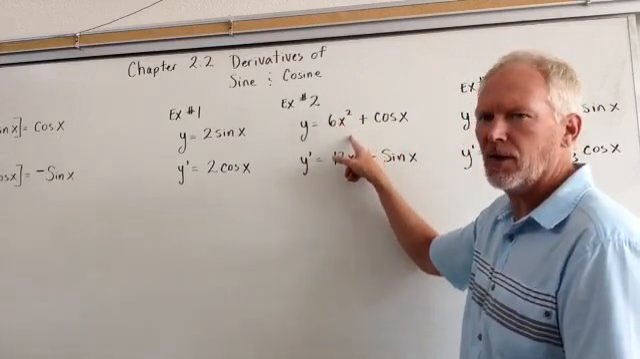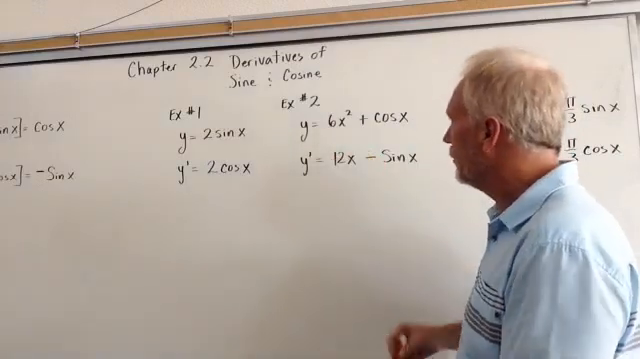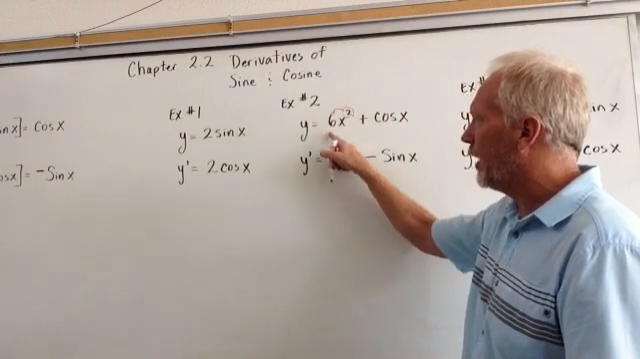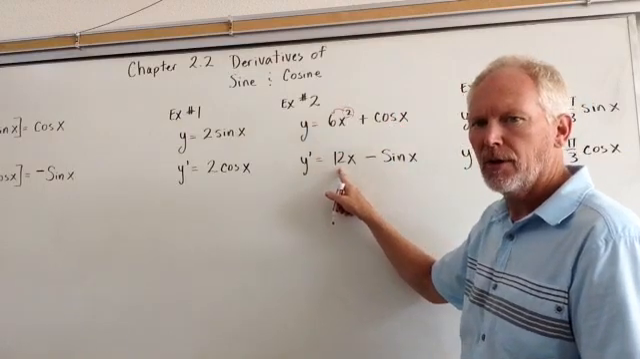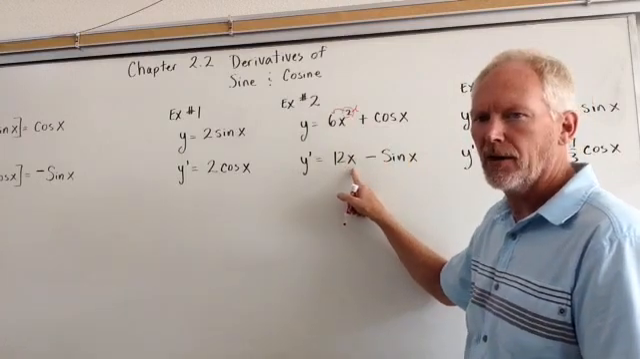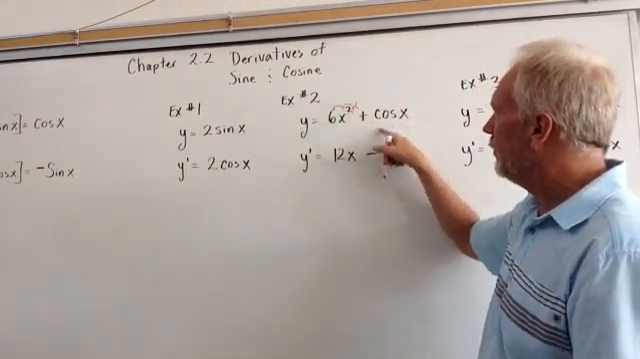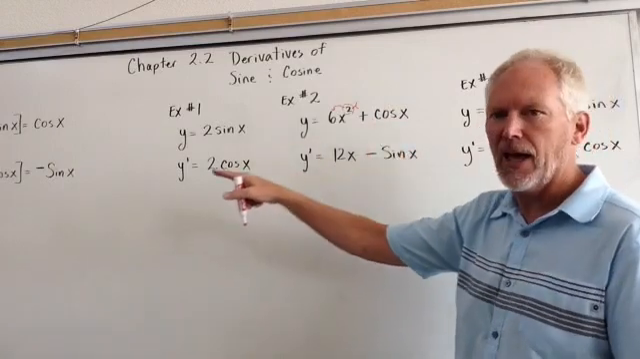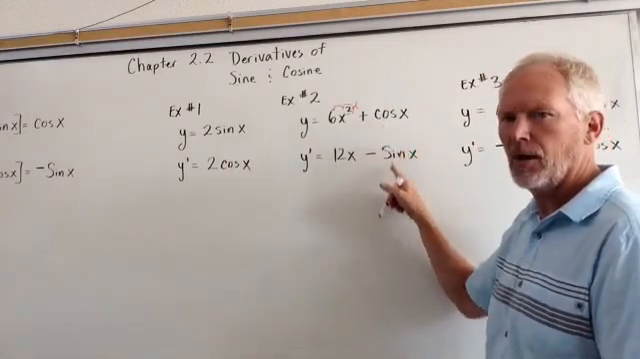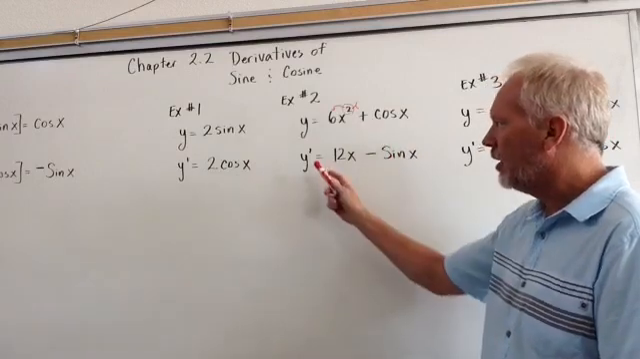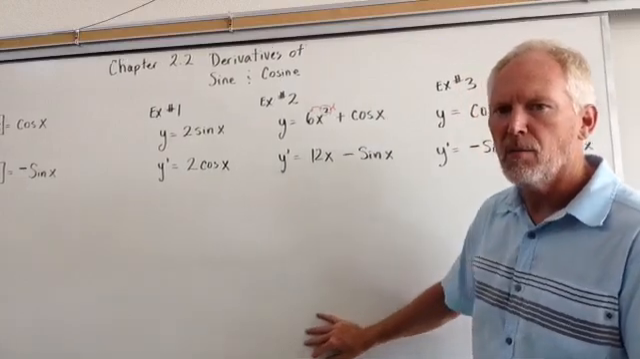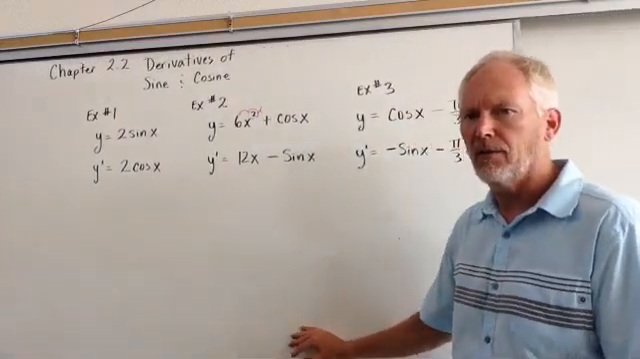the normal derivative of the 6x squared, we take our 2, again, remember the power rule, bring that down, multiply it by 6, we get 12, and then reduce the power by 1, and we get 12x. Now, because the derivative of cosine is negative sine, we put negative sine of x, changed from cosine to negative sine. So the final product here is y prime is equal to 12x minus sine of x.